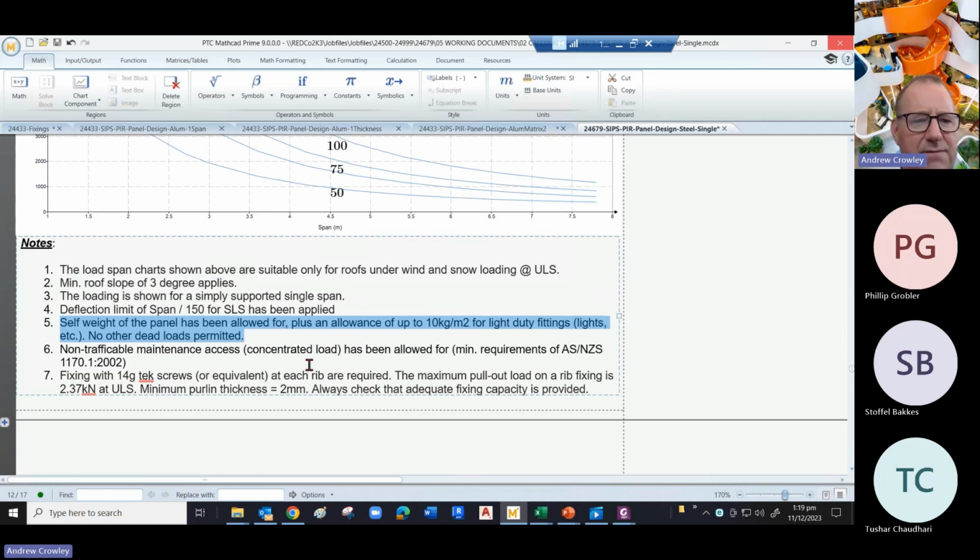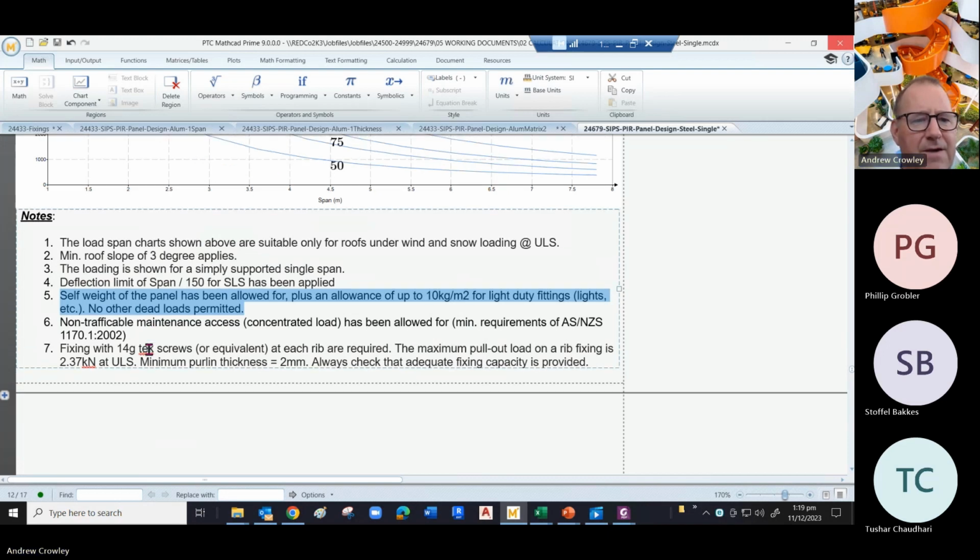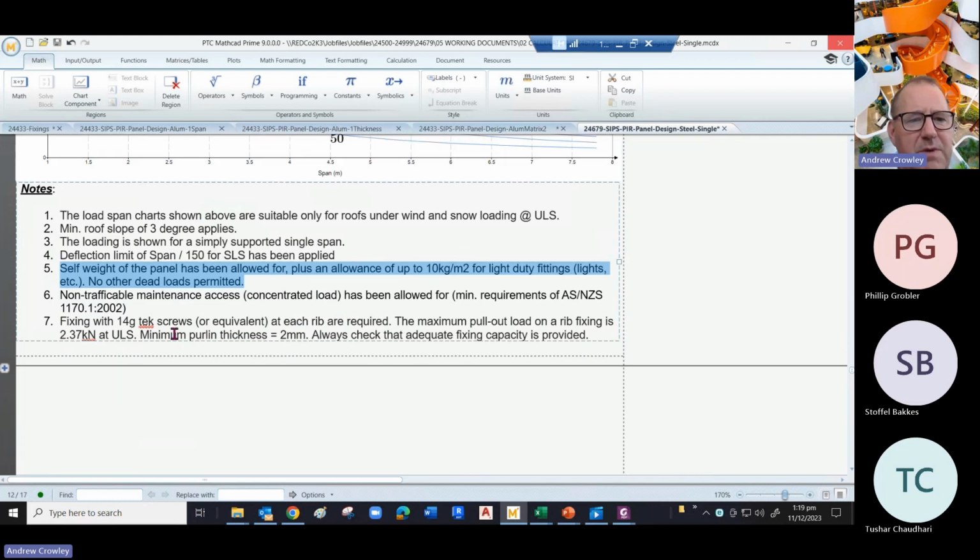We're allowing for a live load, which is at 0.25, and a concentrated load, which is usually 1.1 kilonewtons, which usually is not the dominant load. Fixings are 14 gauge tack screws at each of the ribs. In our case, our ribs are at 250 centres. We're saying we've got a minimum purlin thickness of 2 millimeters. That way it's the panel that's failing rather than the purlin. But always check that your fixing is adequate.